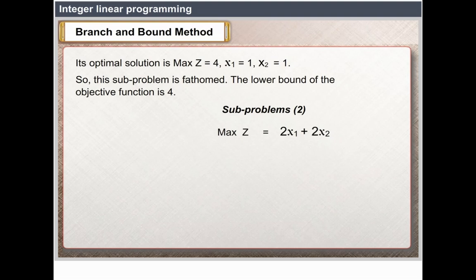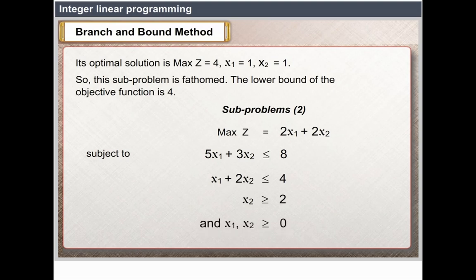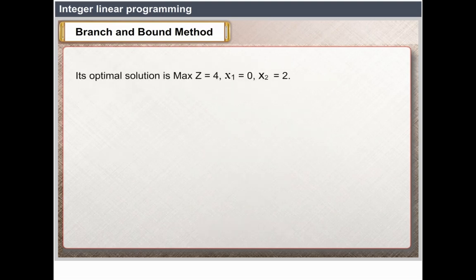Subproblem 2: maximize z equal to 2x1 plus 2x2 subject to 5x1 plus 3x2 less than or equal to 8, x1 plus 2x2 less than or equal to 4, x2 greater than or equal to 2 and x1, x2 greater than or equal to 0. Its optimal solution is maximum z equal to 4, x1 equal to 0, x2 equal to 2. So, the subproblem is also fathomed.